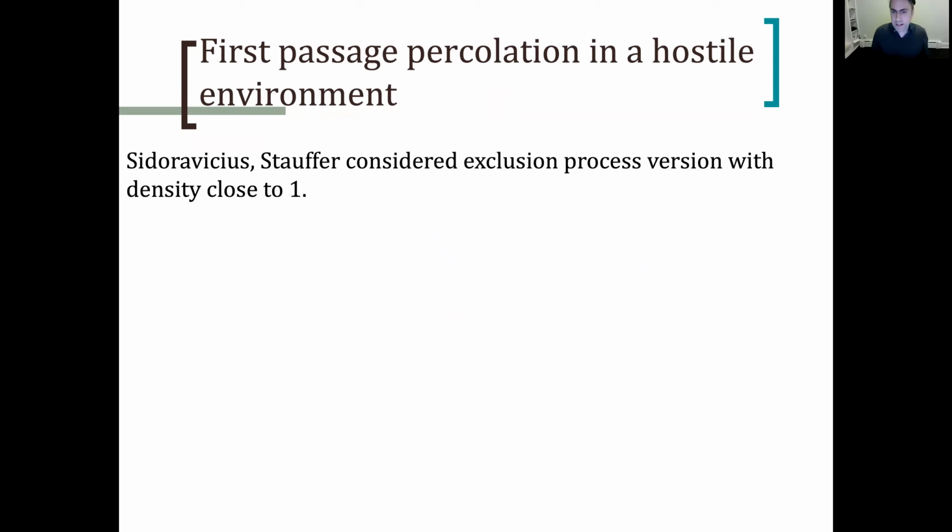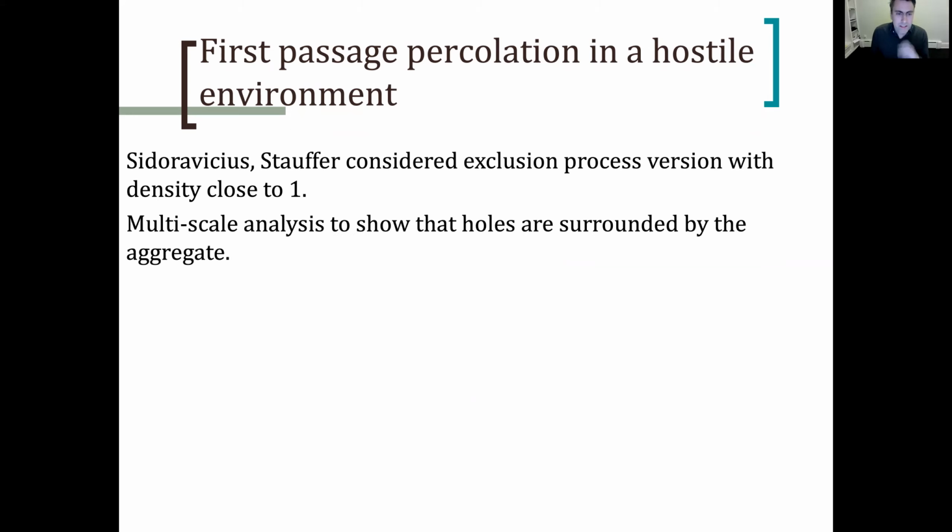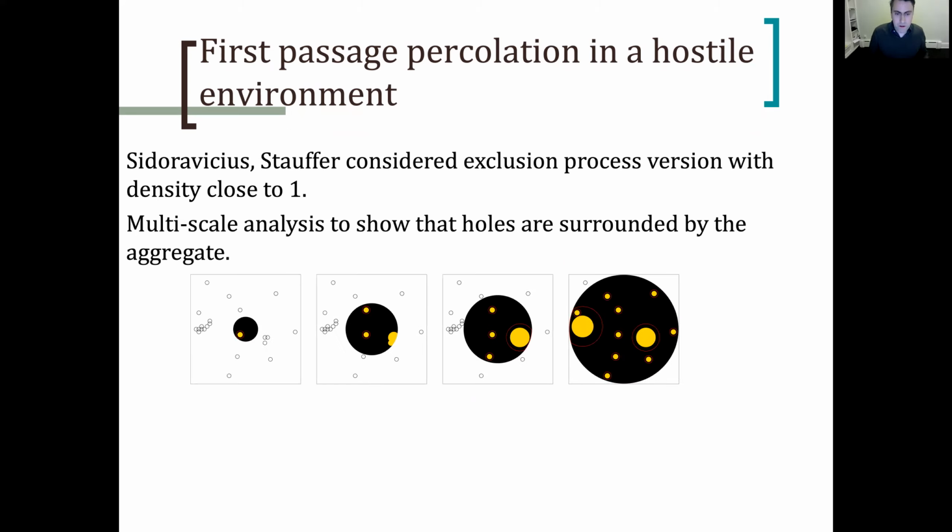So Sidoravicius and Stauffer looked at the exclusion process version of this model, where you're only allowed one particle at each vertex. So they're doing random walks, but they don't jump onto another particle. And they looked at the case where the density was close to 1, so almost every site has a particle in it, and there are just occasional holes. And so you can really think of the holes as doing almost like random walks in the sea of particles. And they developed a multi-scale analysis to show how the holes will be surrounded.